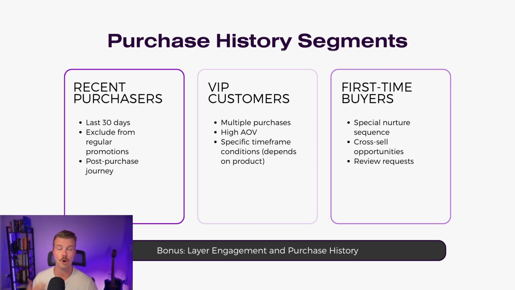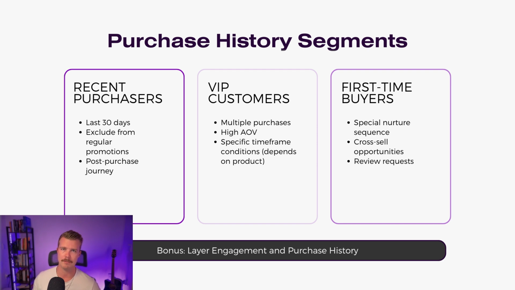So you could say someone who has opened an email in the last 90 days, but they haven't purchased. You could say someone who's opened an email in the last 30 days and they have purchased. You can layer this so many different ways, but the core thing always comes back to the customer. What makes sense for them?